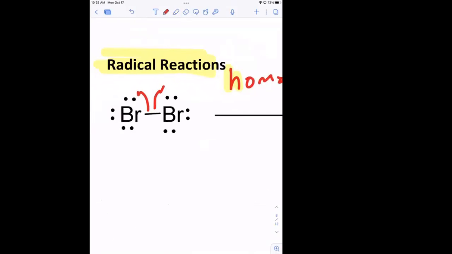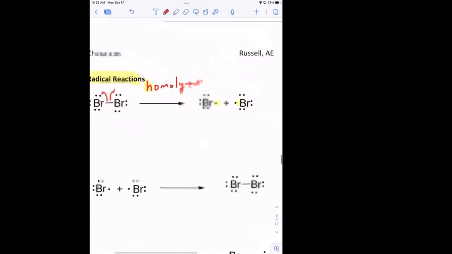Anybody not see that? That's online. Don't hesitate to unmute and ask. So that's how I broke that bond. That's very important because when we get to the actual radical substitution reaction, the first step is going to be a step just like this, where we take a halogen or some other radical initiator and break it in half like that.